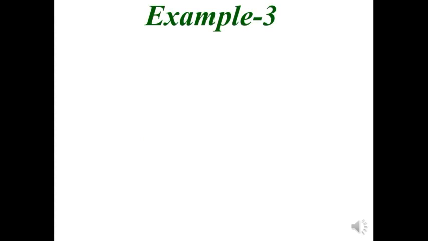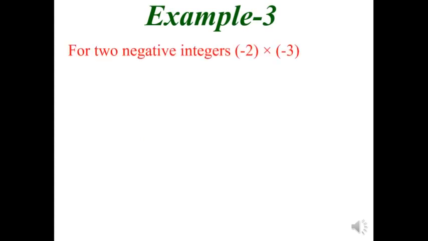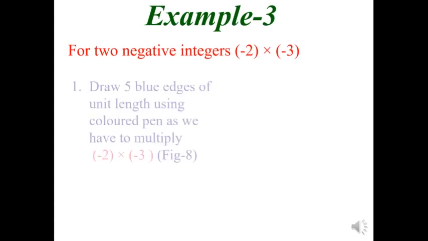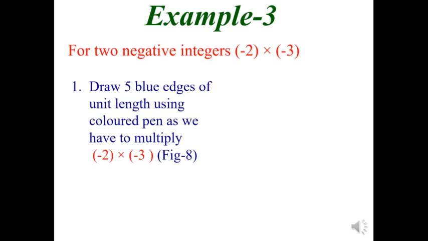Then next example 3. For two negative integers, say minus 2 multiplied with minus 3, both are negative. So first we have to draw 5 blue edges because blue represents minus. Draw 5 blue edges of unit length using a colored pen, as we have to multiply minus 2 and minus 3. Figure 8. Like this we have to draw 5 blue edges.